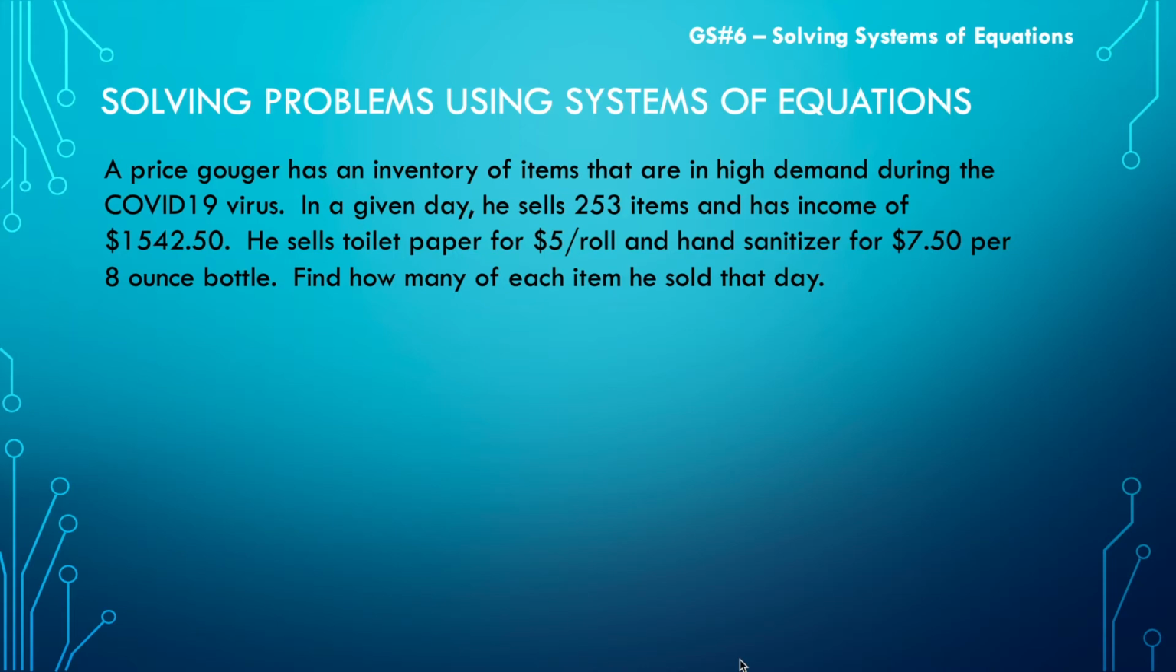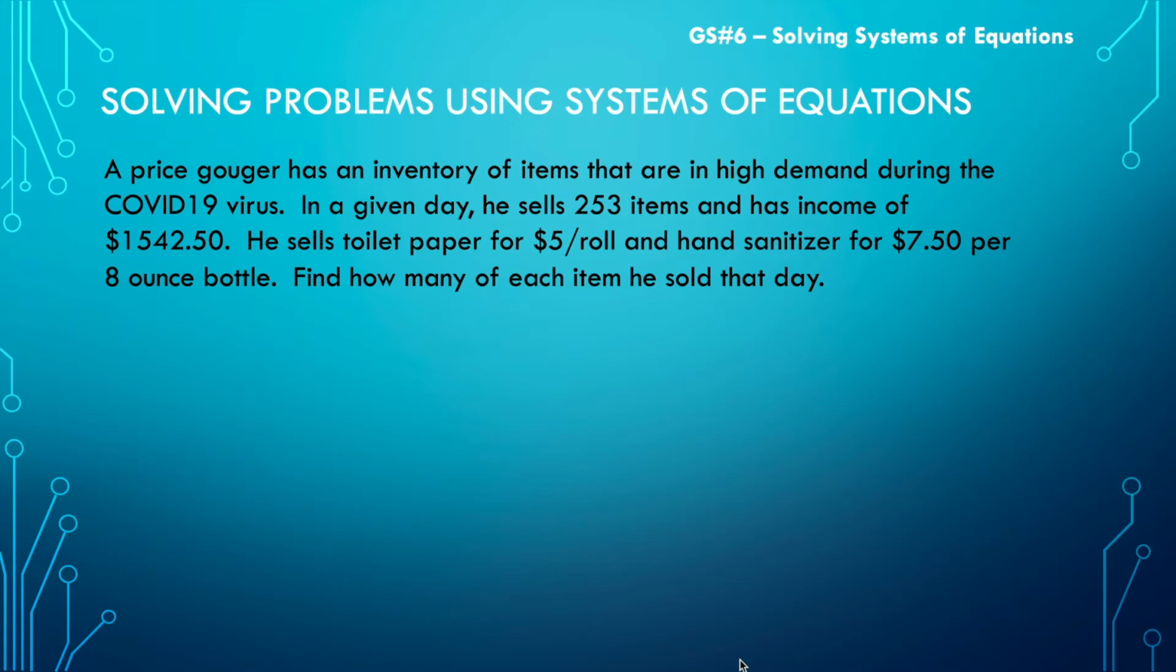So let's read. A price gouger has an inventory of items that are in high demand during the COVID-19 virus. In a given day, he sells 253 items and has income of $1,542.50. He sells toilet paper for $5 a roll and hand sanitizer for $7.50 per 8-ounce bottle. Find how many of each item he sold that particular day.